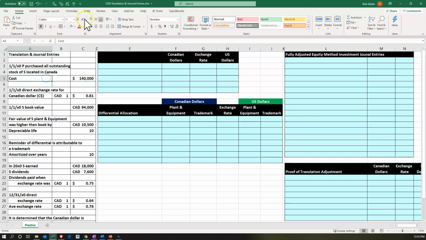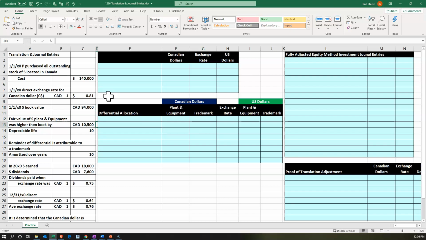The cost is going to be $140,000, that's in dollars. And then on 11X0, the direct exchange rate for the Canadian dollar was 1 Canadian dollar is $0.8781. That's going to be our exchange rate as of 11X0. And then on 11X0, S's book value was, in Canadian dollars now, $94,000. So the book value, assets minus liabilities, the equity section, as of the point of purchase, is $94,000, but in Canadian dollars.